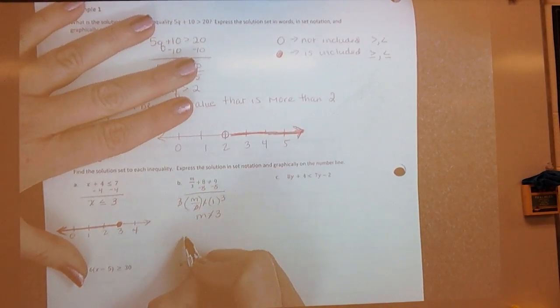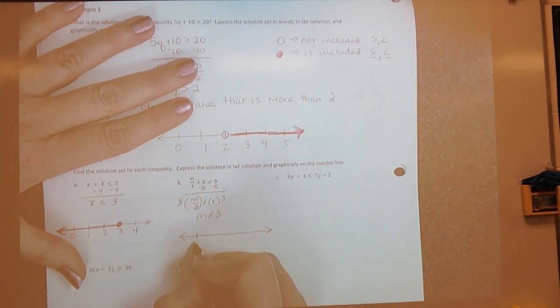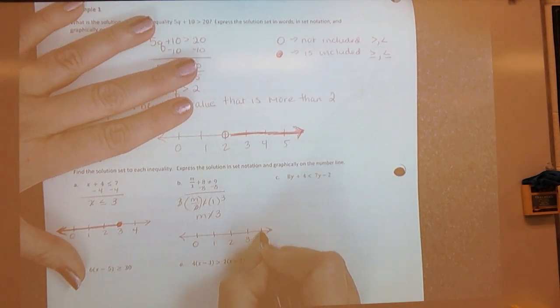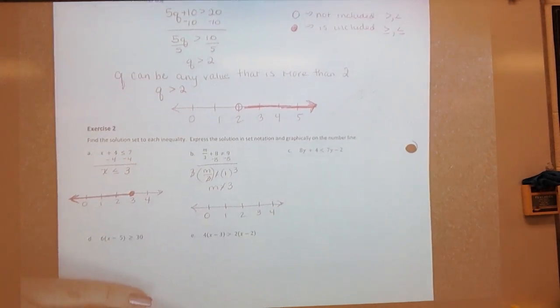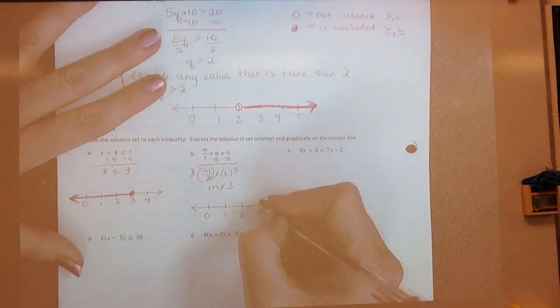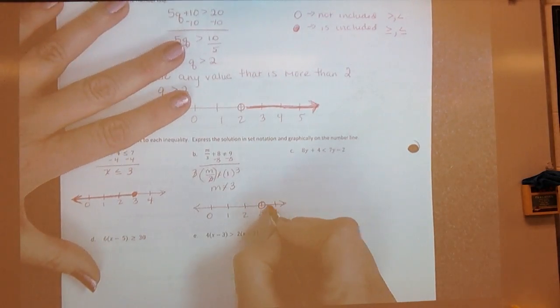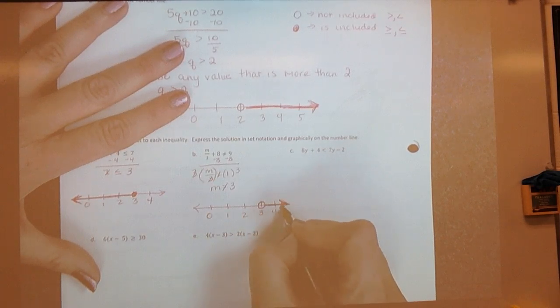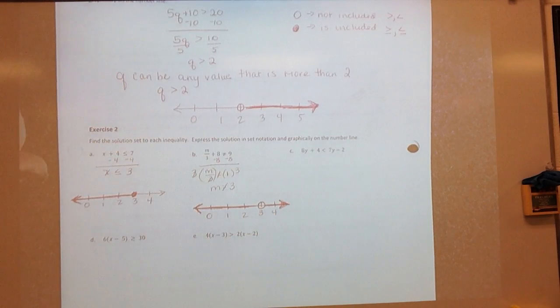So now how would I graph that? Well, if it says m is not equal to 3, then that means it can be any other number. Because it cannot be 3, I'm going to put an open circle at 3. And then I'm going to shade everything that's bigger than 3 and everything that is smaller than 3. Okay?